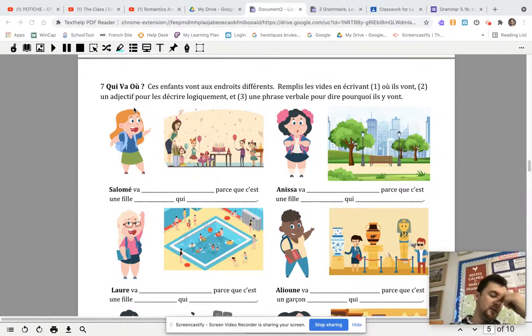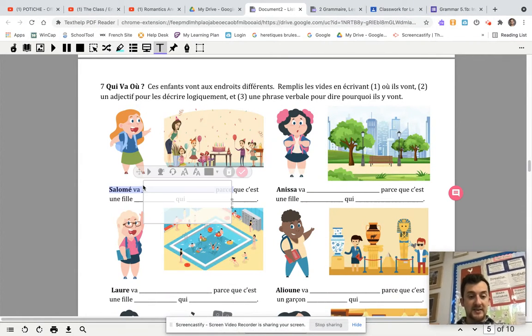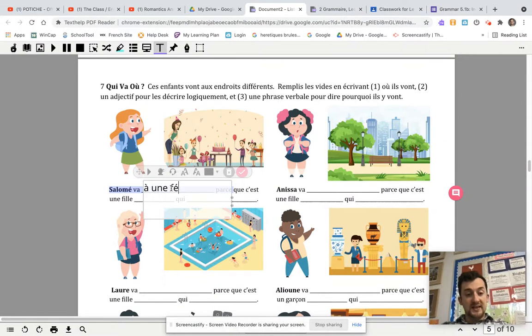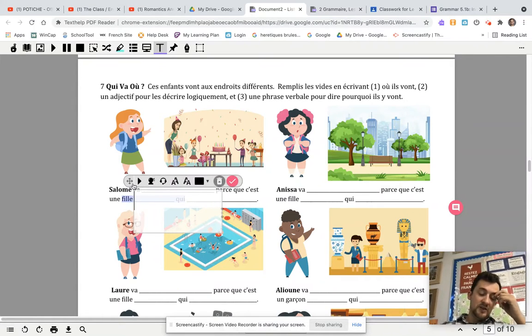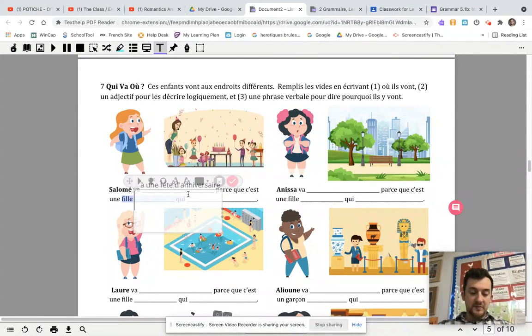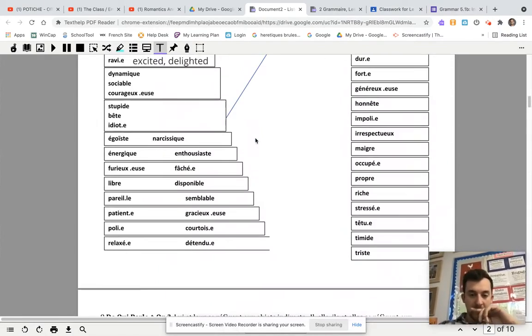So we're going to start with Salome here. She'll be our example. So Salome va à, it looks like a party. So I'm going to say Salome va à une fête. It looks like une fête d'anniversaire, so we can say that if we want. Don't have to. Parce que c'est une fille, because she is a girl. What adjective do we want to use to describe her? Sociable. I don't know if that was on your first page, sociable.